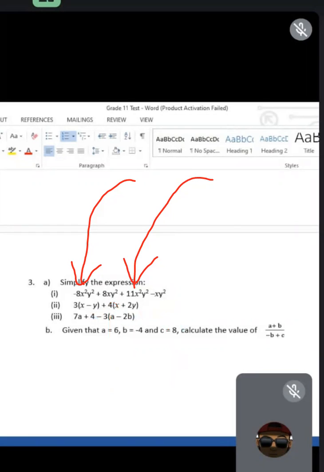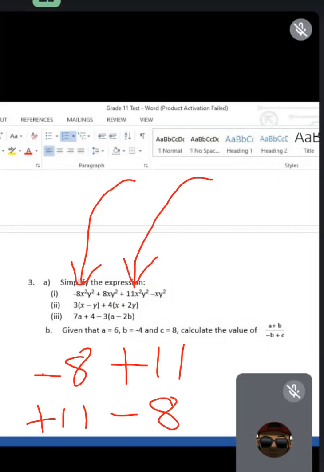Look at it like this. If you have minus 8 plus 11, this is the same as 11 minus 8. It is understood that there's a positive sign in front of the 11. Most times we don't write it, right? So if we were to rearrange them, this is what it would look like. Think of it as the minus 8 is in front of the plus 11. The other way around, it is the plus 11 in front of the minus 8.